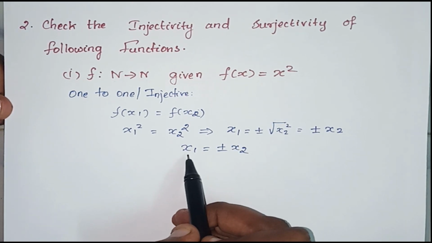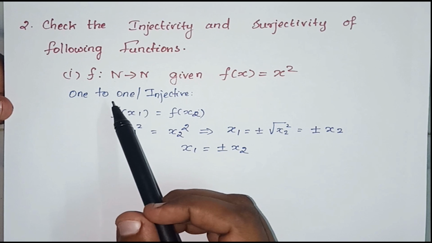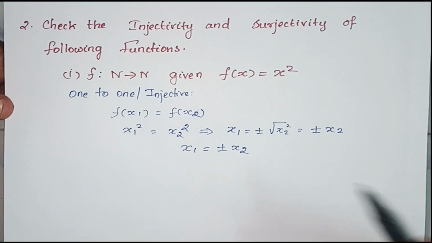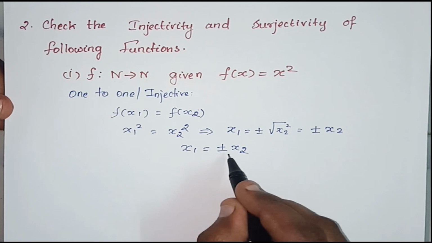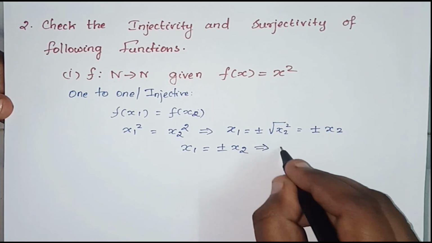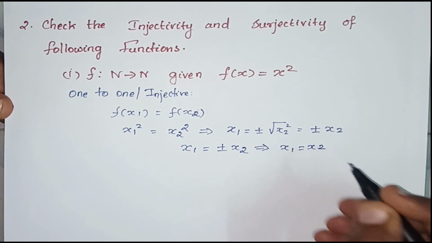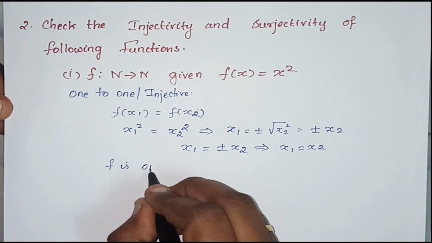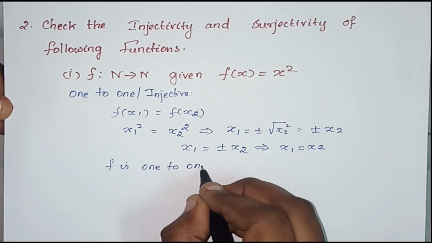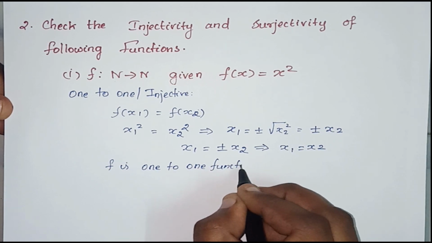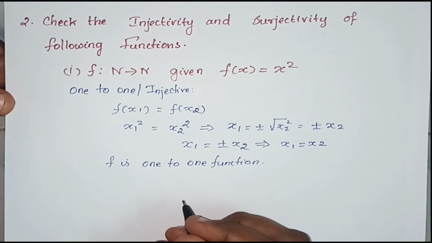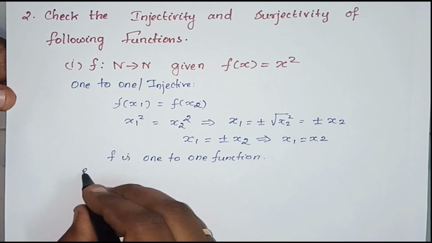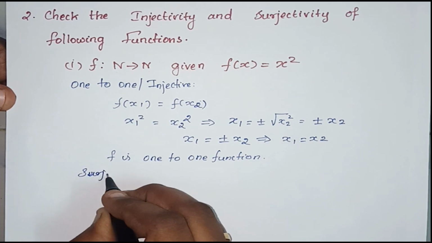So x1 is equal to plus or minus x2. Here x1 and x2 belong to the natural numbers, right? So we can omit this negative sign. So that implies x1 is equal to x2. So when x1 is equal to x2, this function is a one-to-one function. Okay, next we need to check the surjectivity, that is onto.